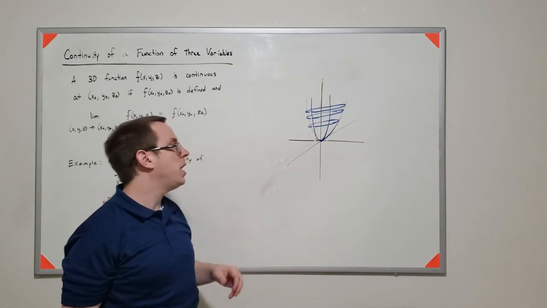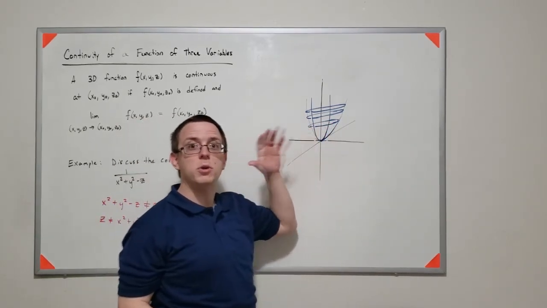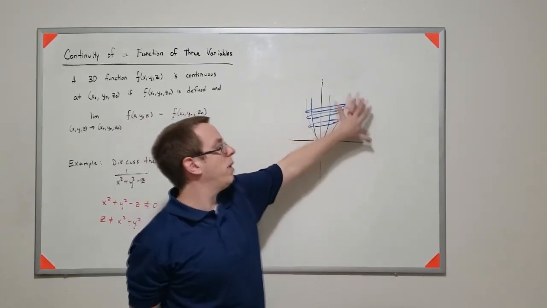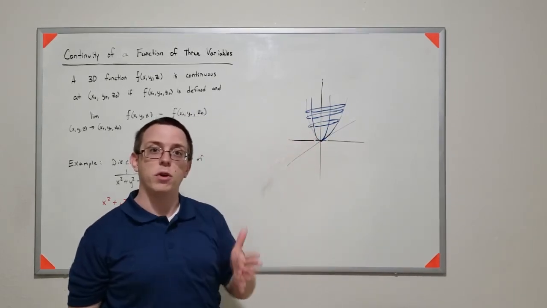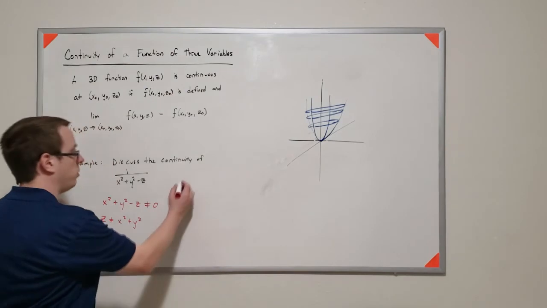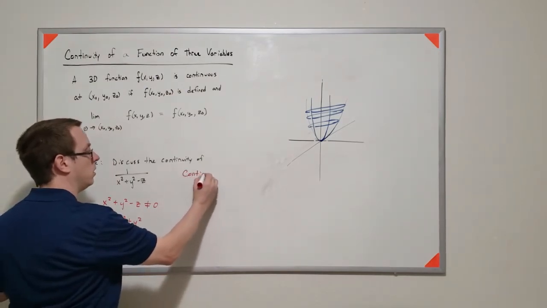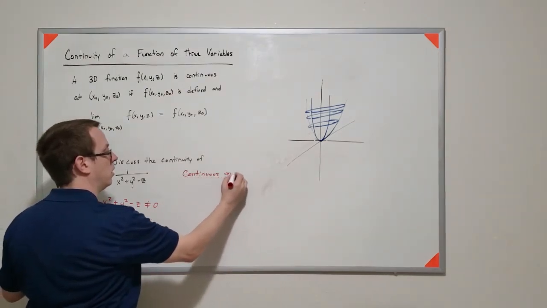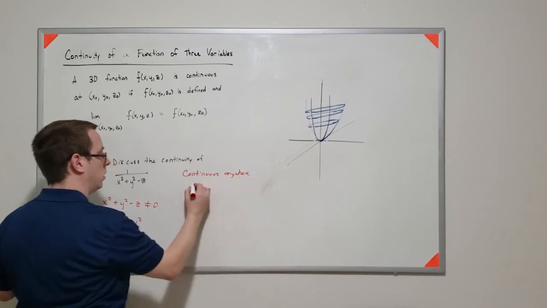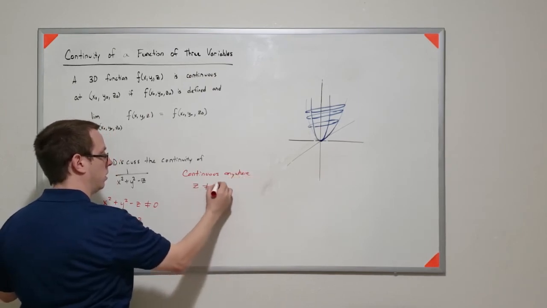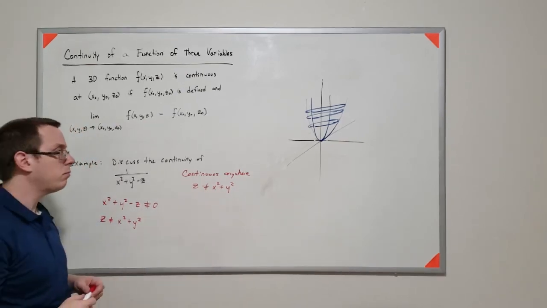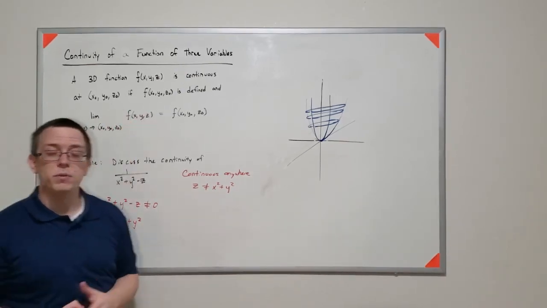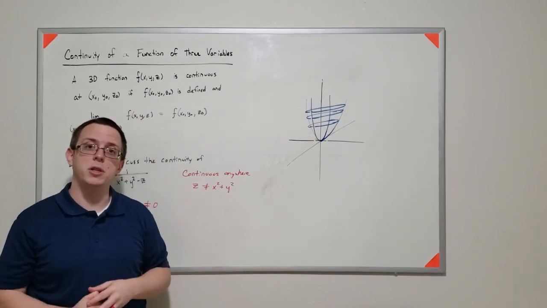So you could take any point anywhere in the space except for the points on the paraboloid, and the function would be continuous. So we would say continuous anywhere that does not hold. And ultimately, the process is pretty much the same as it is for two variables.